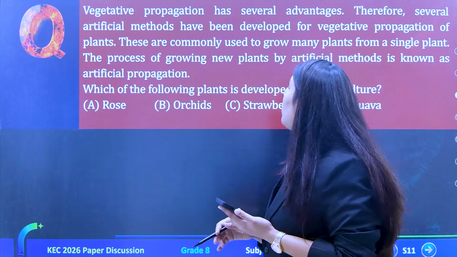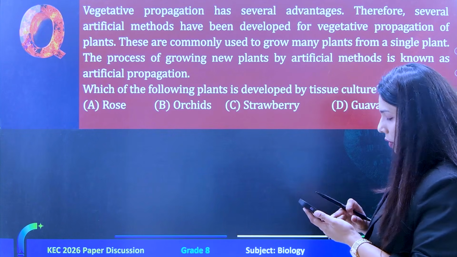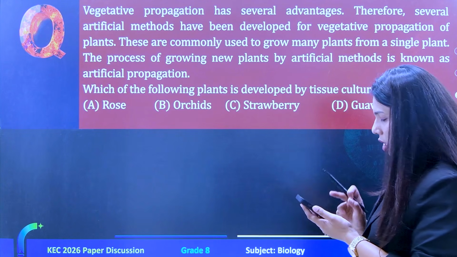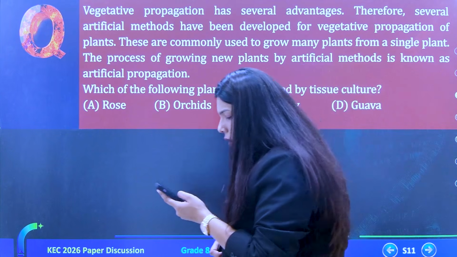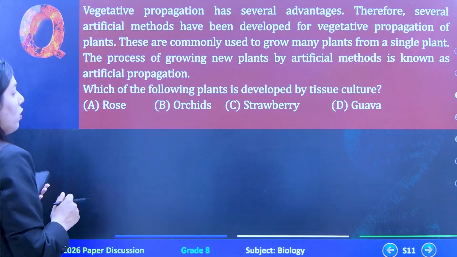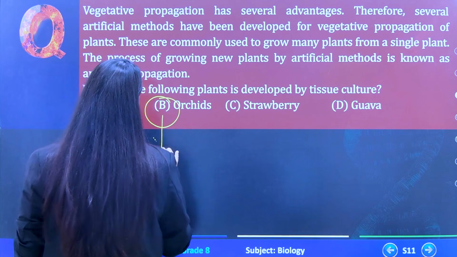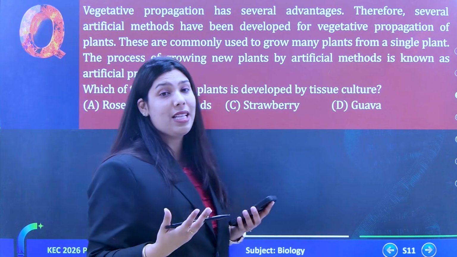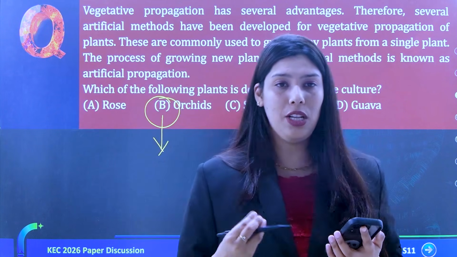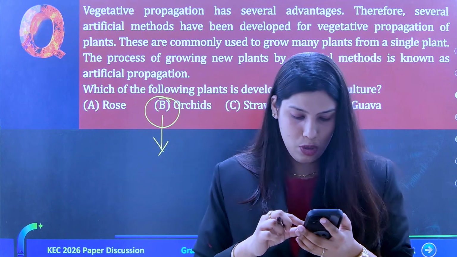Now the next question: which of the following is developed by tissue culture? What is tissue culture? Tissue culture is also known as micropropagation. In micropropagation, orchids and sugarcane are examples of tissue culture. What happens in tissue culture?